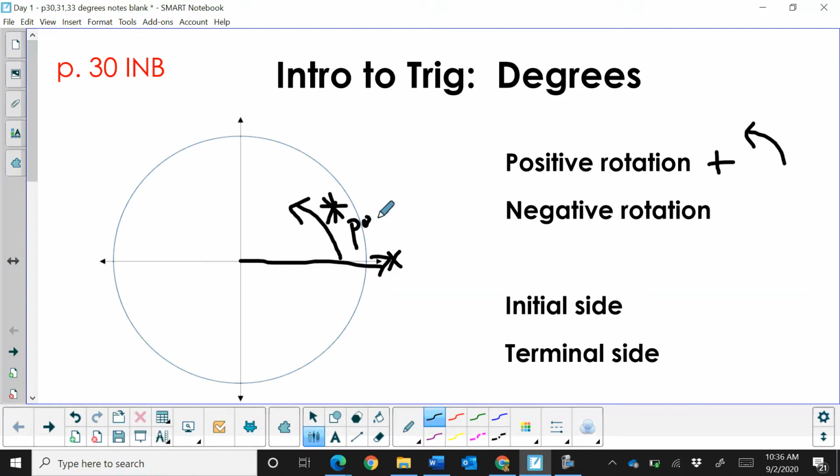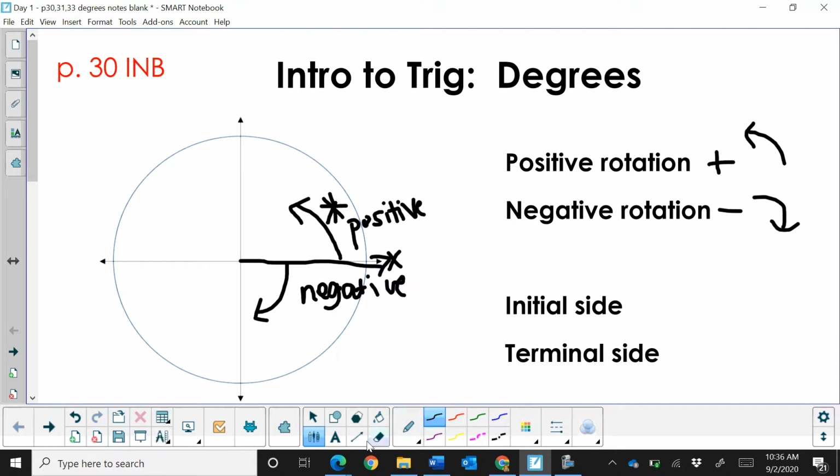And if you're going in the negative direction, that's actually going to be clockwise. So negative direction is the way the clock goes. So that's this direction, and that's your negative rotation for an angle. So if you're given a positive angle, you're going to go counterclockwise. And if you've got a negative angle, you're going to move the angle clockwise.